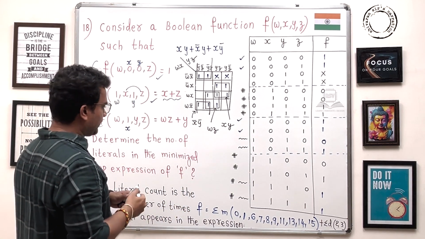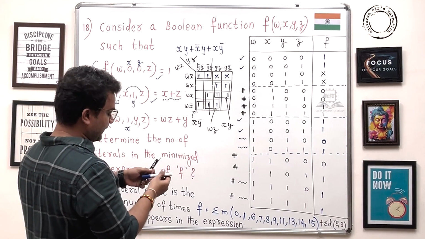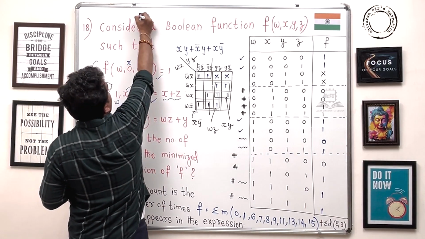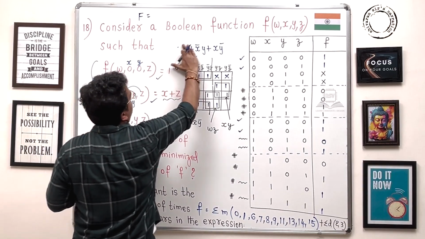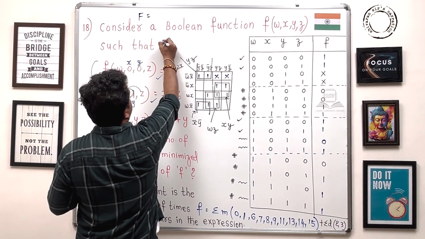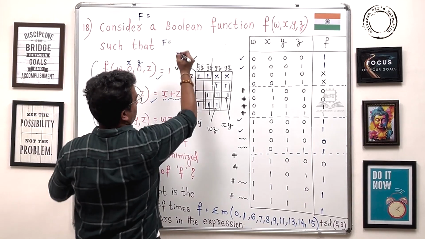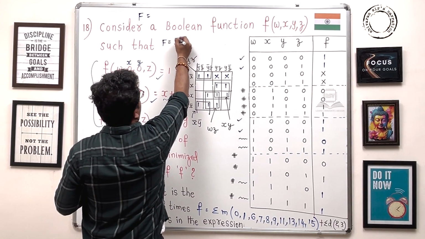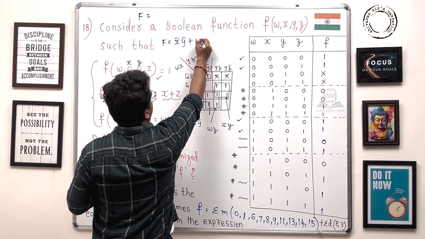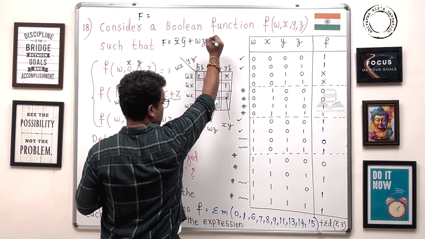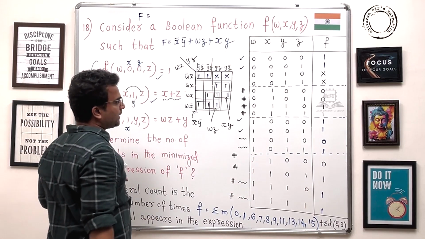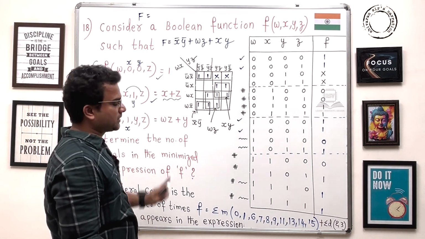Hence guys, finally the minimized expression is f is equals to x bar y bar plus wz plus xy. Got it, guys? So there are 3 quads.